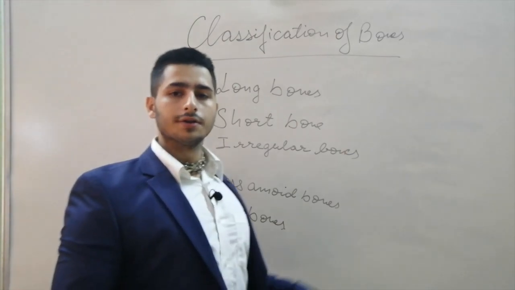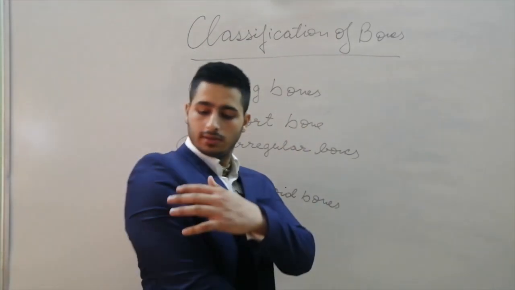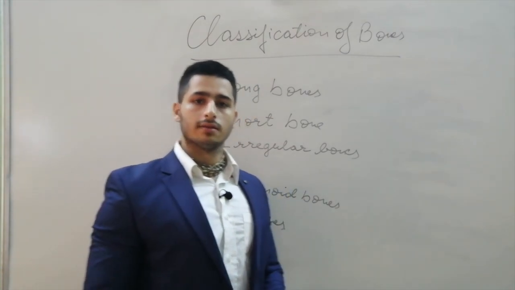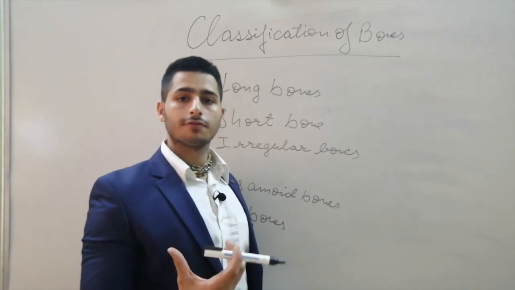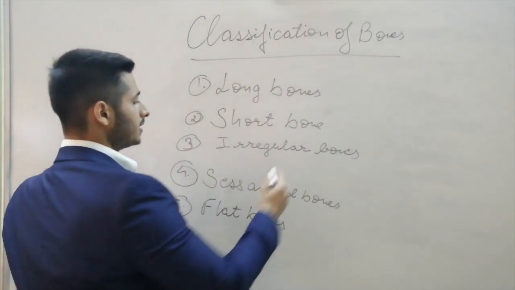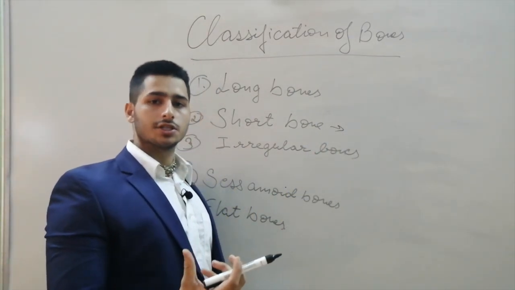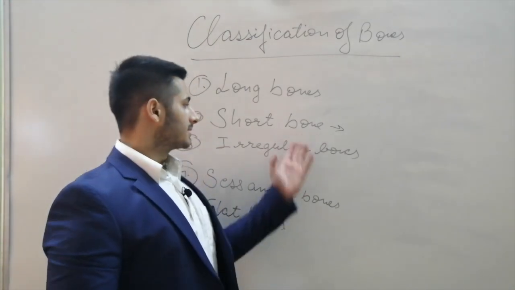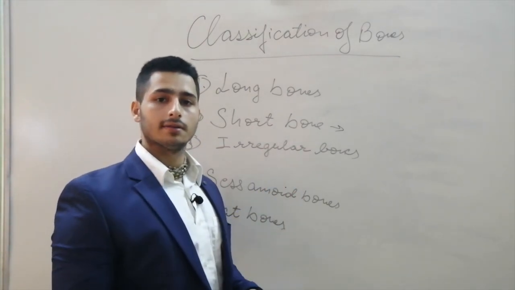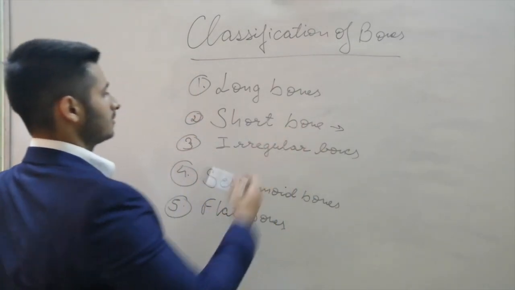Long bones are tubular in shape, and examples of long bones are the humerus. This bone right here is the humerus bone, and then the thigh bone, which is also called the femur bone. Femur and humerus are examples of long bones. Then short bones. Short bones are cuboidal in shape, and examples for short bones are the bones in the wrist and ankle. The ankle joint and the wrist joint are examples of short bones.